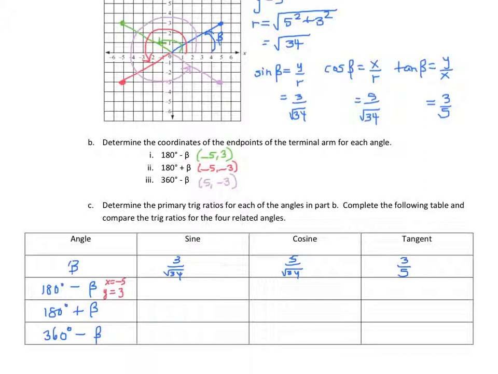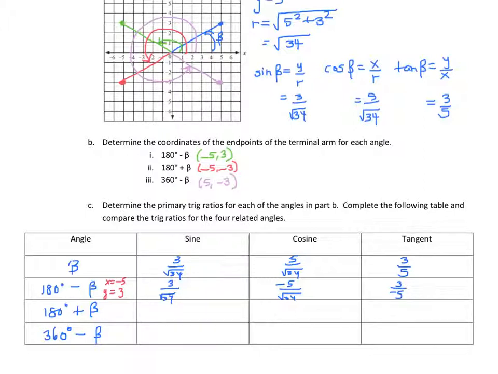So sine 180 degrees minus beta would still be given as y over r. So in this case it would be 3 over root 34. Cosine is x over r, so that would be negative 5 over root 34. And tan would be y over x, so in this case 3 over negative 5.